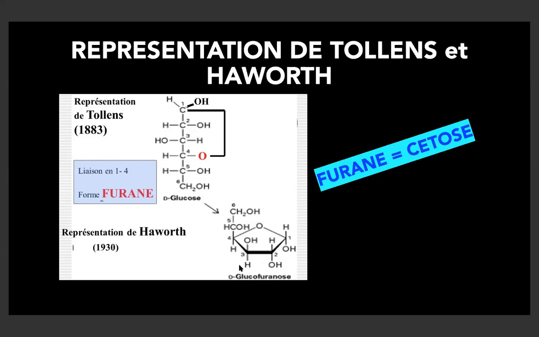Now, when you're naming it and making the liaison, it's going to become D-fructofuranose. The example we have here is glucose, and it's going to be glucofuranose. So take note, the cetose form a furan liaison with their carbon 1 and carbon number 4, and it is only for cetose.